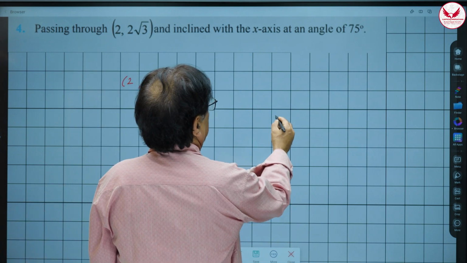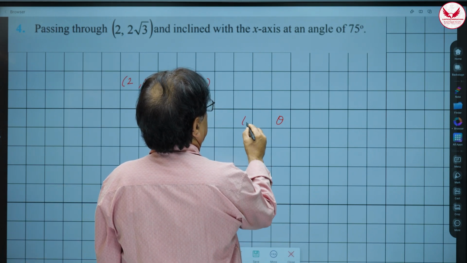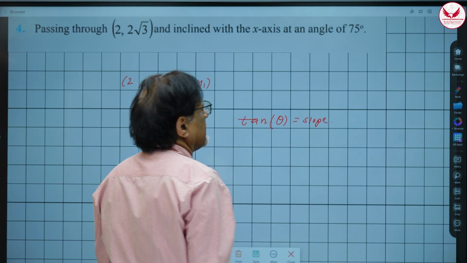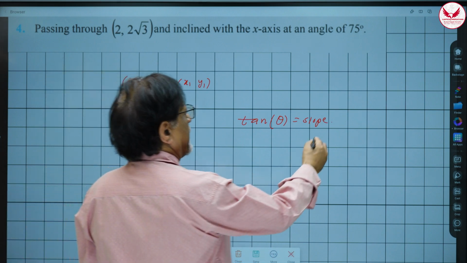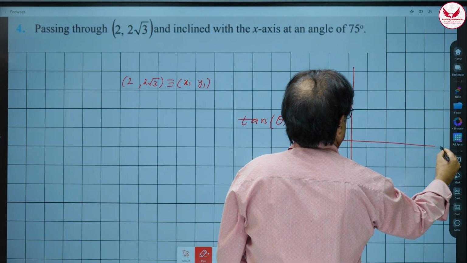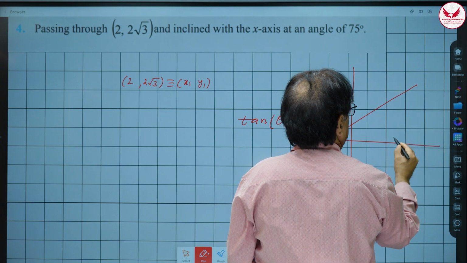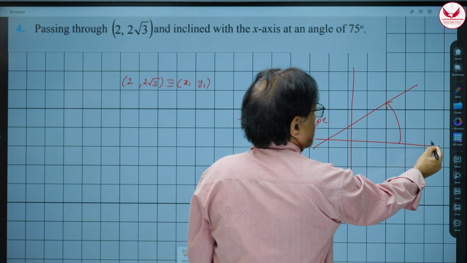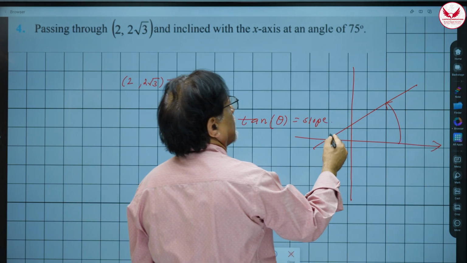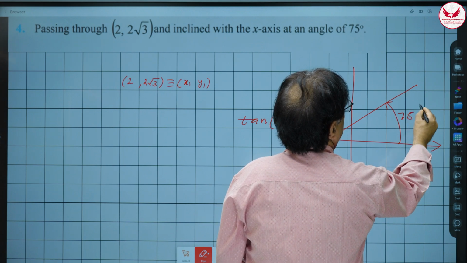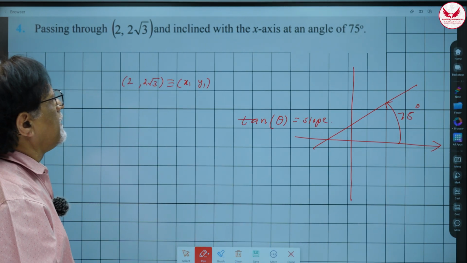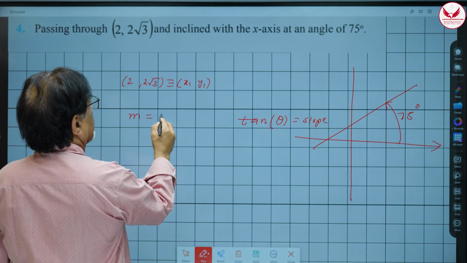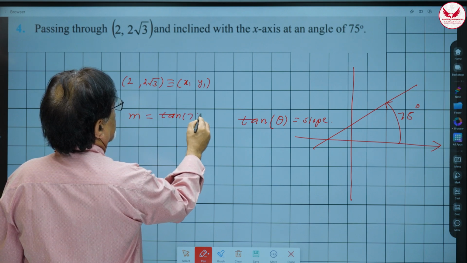You should understand that if theta is the inclination, then tan theta is a slope. Tan theta is slope. And what is inclination? Inclination is the angle that the line makes. You know, if this is y-axis, this is x-axis, and this is the line, then inclination is this angle. The angle between the positive direction of x-axis and the line measured in anticlockwise direction. Now this angle is given to be 75 degrees, correct? So this angle is 75 degrees. Therefore, slope, that is m, is given by tan of 75 degrees.